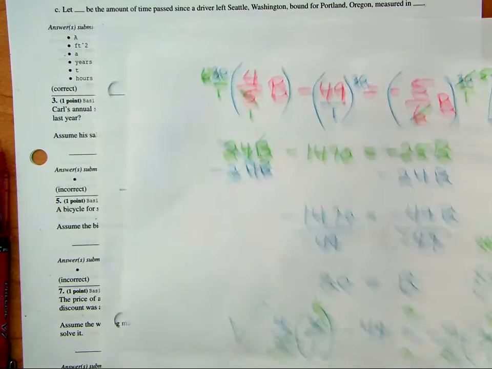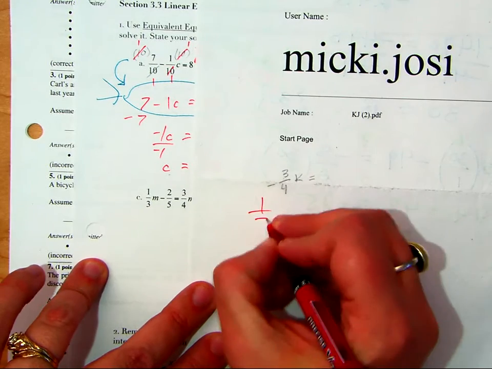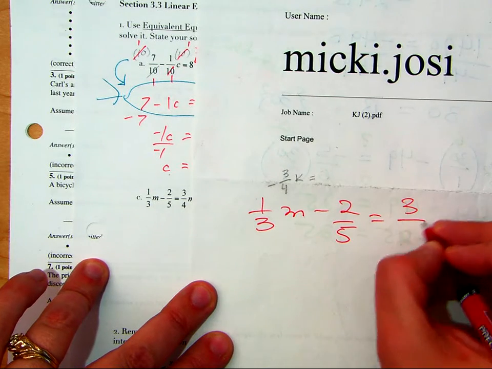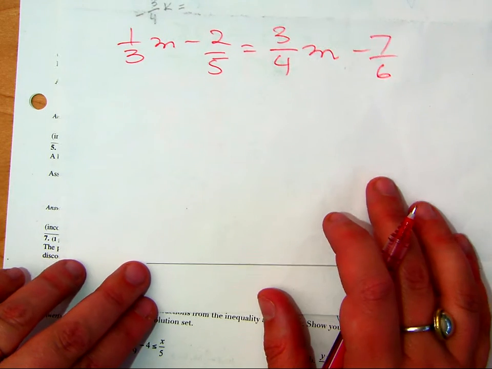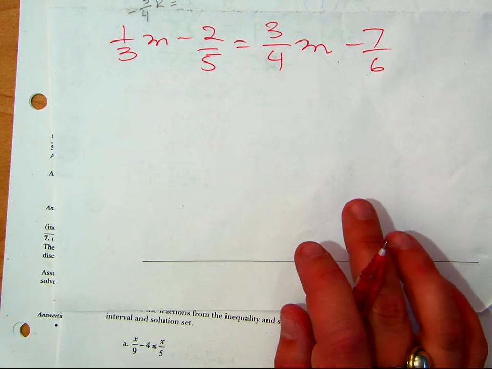The next one, sure. Let's go to the next one. I'm going to write it down. So we have 1/3 m minus 2/5 equals 3/4 m minus 7/6. So the very first thing we need to do is to come up with the lowest common denominator. Did I write it down right?